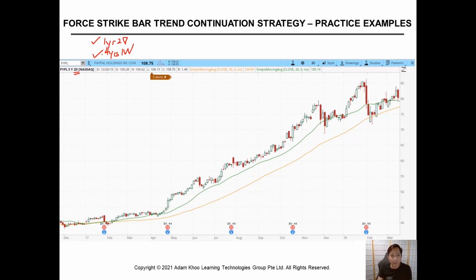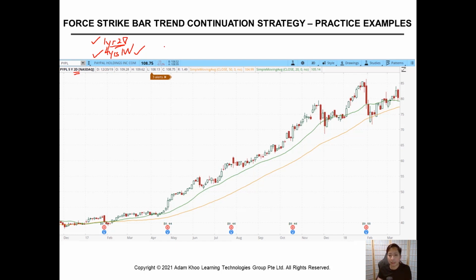I mainly swing trade on 1 year, 2 days right now, and if I'm looking to hold the trade much longer, I will look more at the 4 years, 1 week chart. Okay, for more of a higher time frame entry into the stock.